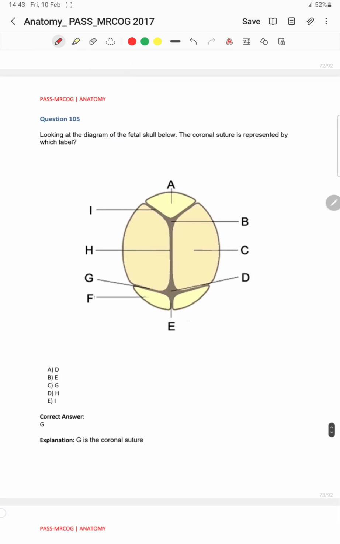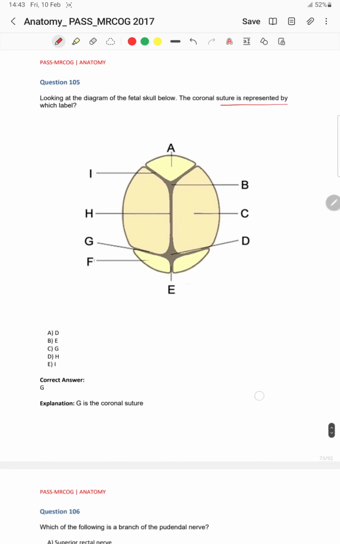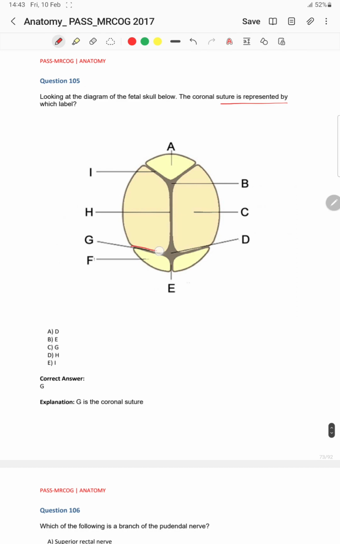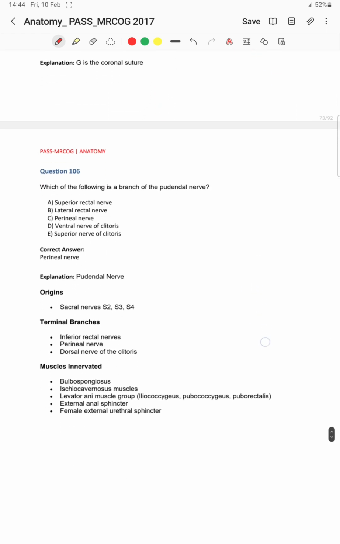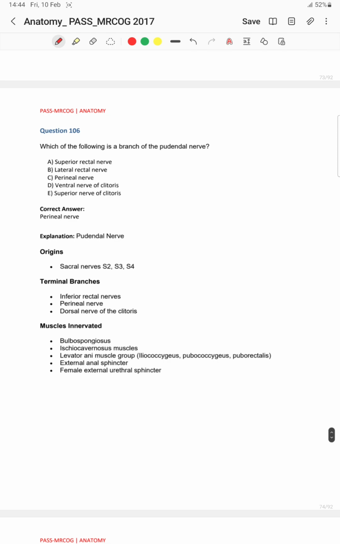Now, question number 105. Looking at the diagram, which label represents the coronal structure? This is the coronal suture, and this is the sagittal suture, and this is the lambdoid suture. The lambdoid and sagittal sutures make the posterior fontanelle, and the coronal suture and the sagittal suture form the anterior fontanelle.